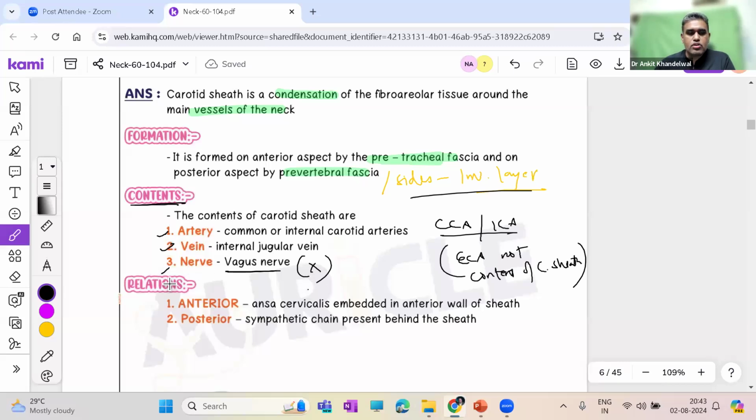Okay, and do remember, this is for the PG level questions. These arteries over here, they are placed medially in the carotid sheath. And this vein over here, it is placed laterally in the carotid sheath.